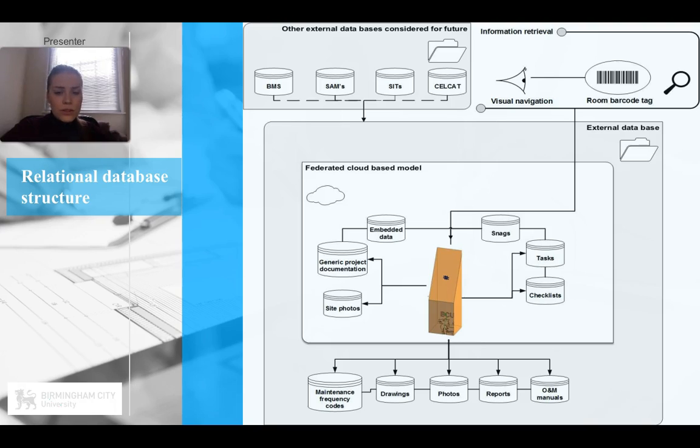And the SharePoint then hosts a number of different databases of relevant types of information, such as the maintenance frequency codes. Maintenance frequency codes are typically outlined by the SFG20 document. So the SFG20 document will have a whole host of maintenance frequency related information for different types of assets. Any existing drawings, which are in PDF format, and all of these are obviously extracted from the original Revit file, photographs, reports, and operations and maintenance related manuals.